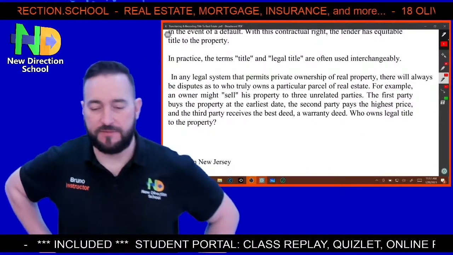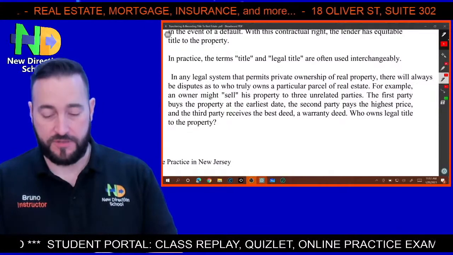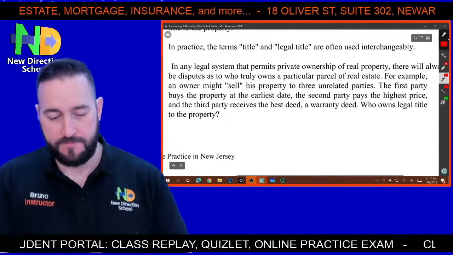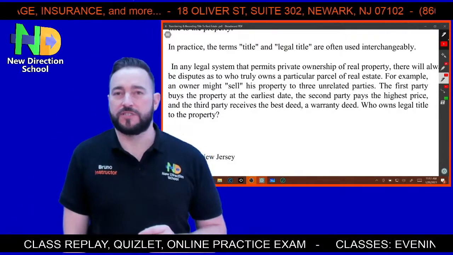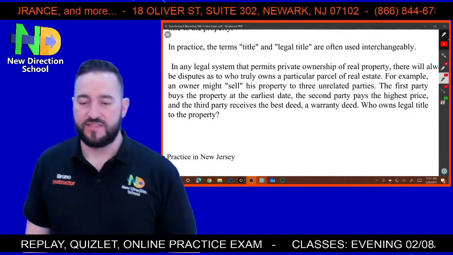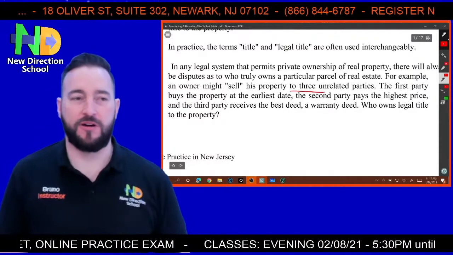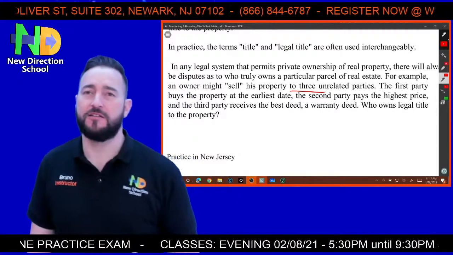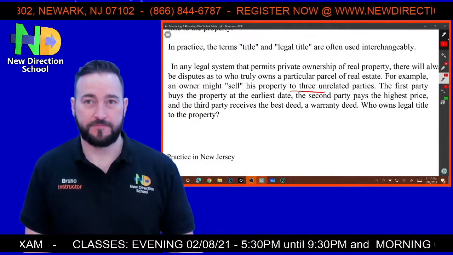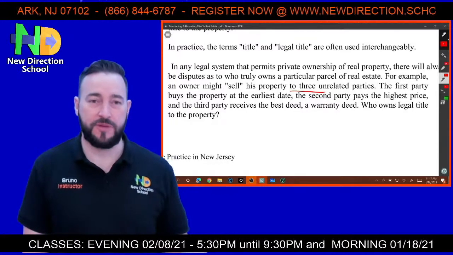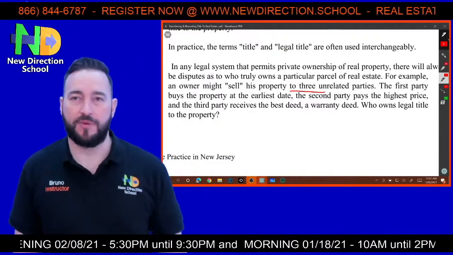So in any legal system that permits private ownership of real property, there will always be disputes as to who truly owns a particular parcel of real estate. This is where I need your attention. It says right here, how do we figure out who actually owns the real estate? See if you guys can answer this one. For example, an owner might sell his property to 3 unrelated parties. My first question is, can we sell one thing to 3 different people? Legally, no, right? How can you sell the same house to 3 different people? Legally, no. So that's why we need to determine who has the right to claim the property after the sales.